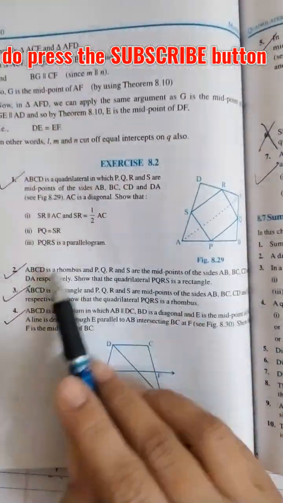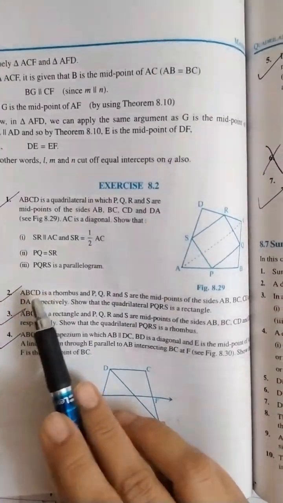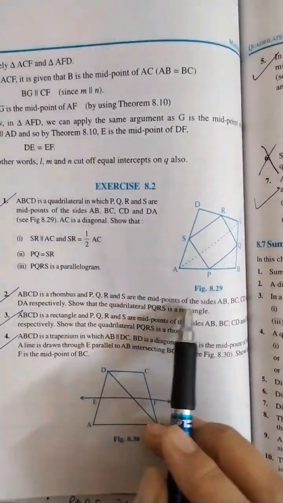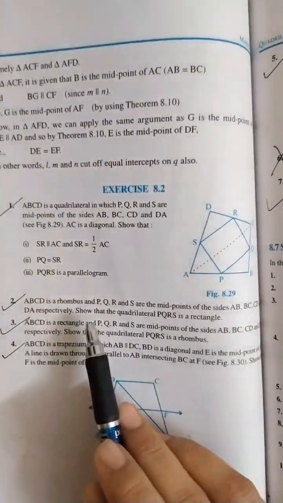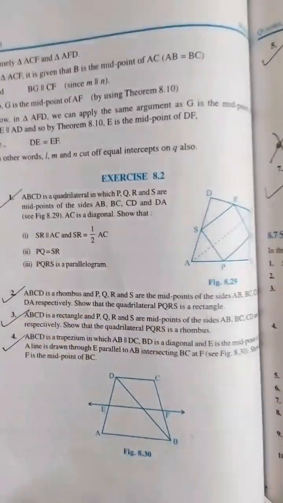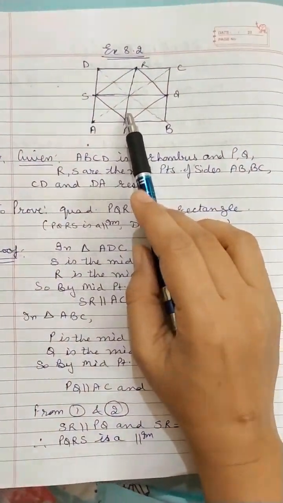Hello, let's do question number 2 of exercise 8.2, in which we are given that ABCD is a rhombus and P, Q, R, S are the midpoints of the sides AB, BC, CD and DA respectively, and we have to show that quadrilateral PQRS is a rectangle. So let us prove. In the question we will draw a figure like that.